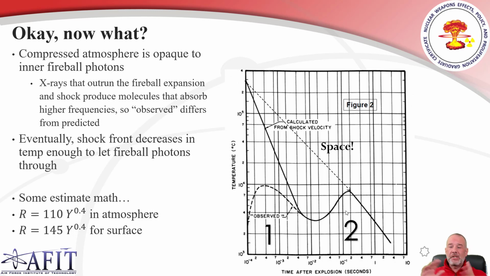Now, some math estimate as to, okay, how big is the radius of the fireball that we end up with? For atmospheric detonations and surface detonations, we have two different formulas. There's a bunch of conversion stuff that's handled with the numbers that are in front there. I'm not going to ask you to look at this. I just want you to know that it's there as an estimate.